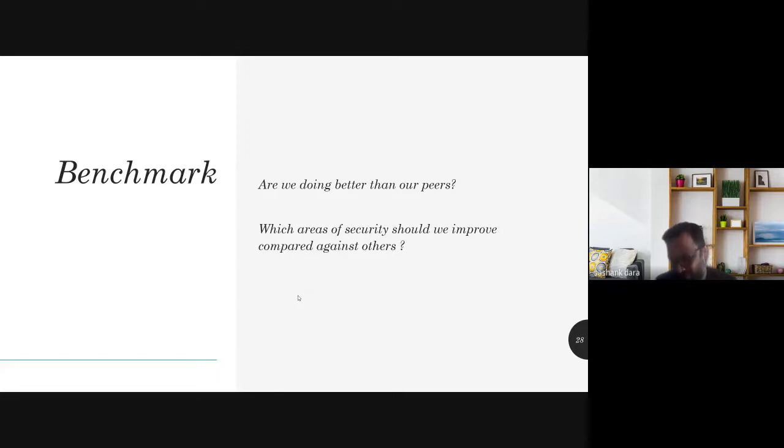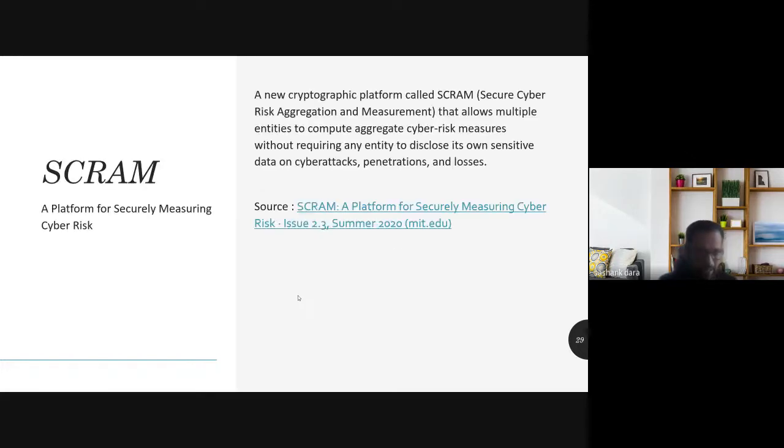We could try anonymous surveys and things like that, but the technique of benchmarking in a privacy-preserving way is not that mature. There are a bunch of researchers again from MIT. This is one of the papers that appeared last summer, I believe in 2020, where they built a platform for securely measuring cyber risk without disclosing sensitive data.